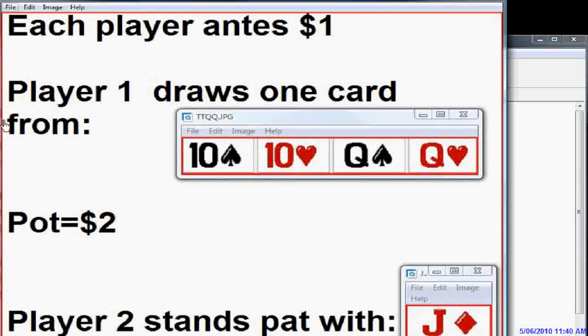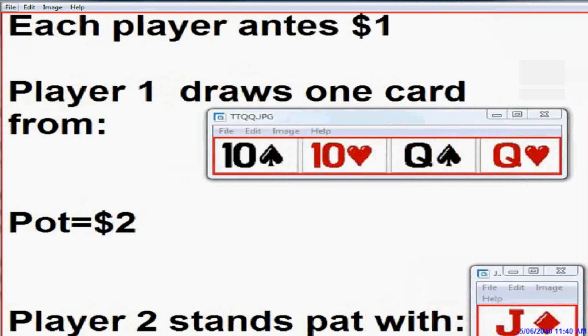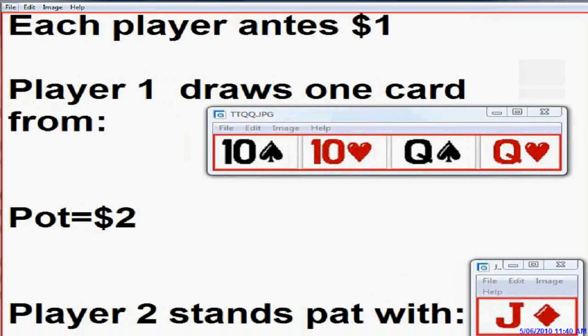And this is the game where player 1 is dealt one of these 4 cards at random, and player 2 is always dealt a jack. Okay? And the high card is going to win in this game. Each player antes $1. Player 1 has the option of betting $2 at the pot after he receives his card, or he can simply fold. And player 2 has only 2 options. He can either call the bet, or he can fold.